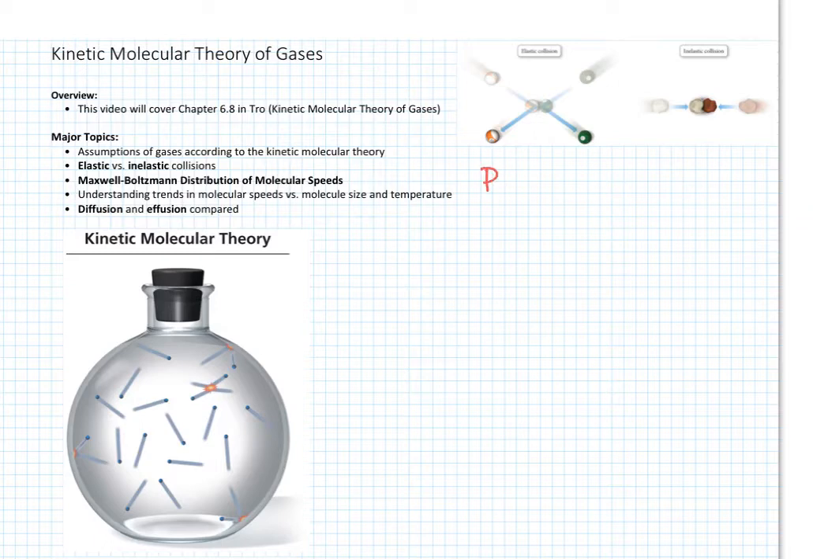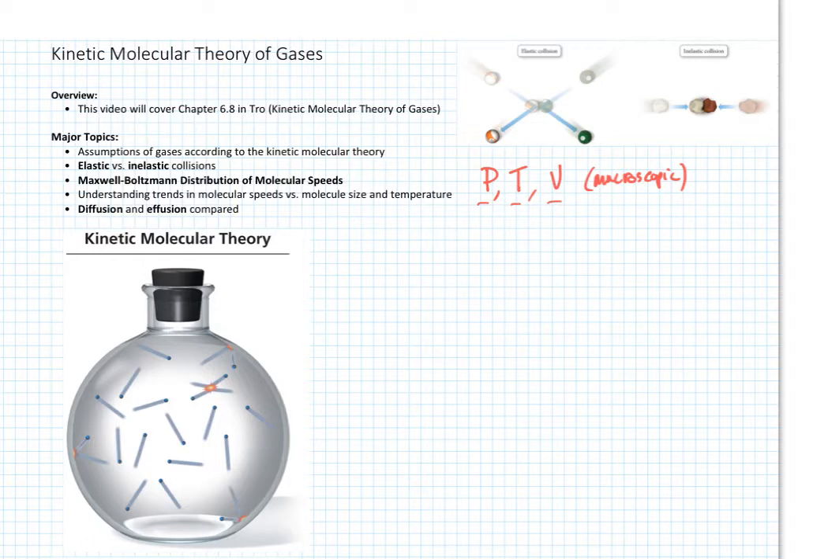We know we have measurables that we can go into the lab and measure, things like pressure, temperature, volume, etc. These are all macroscopic properties that we can measure. We can get a pressure gauge, thermometer, measure the volume of something. Those are all macroscopic things, but we know that there's the existence of molecules.